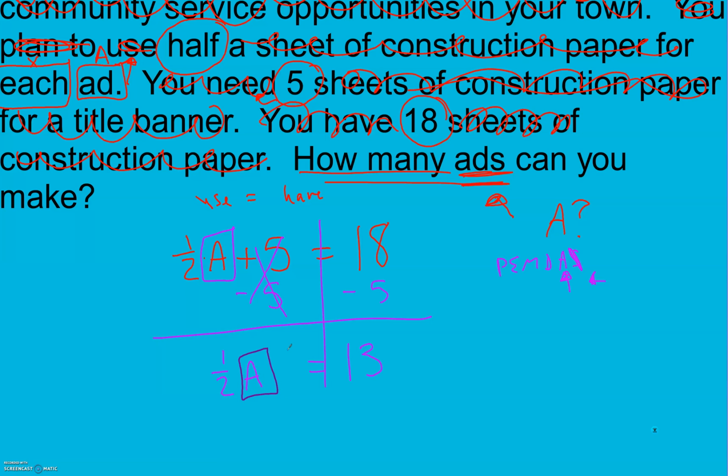Now, when I'm trying to get rid of my multiplication here, there's two different ways I can do it. I can either multiply by my reciprocal, since I'm multiplying by a fraction, cancels and gives me just a, and I get 26 ads. Or since we were multiplying, we could have divided by a half as well, and that would have gotten us there. So again, I got rid of my addition. I didn't have division, I had multiplication. I can either multiply by my reciprocal, or I can divide.